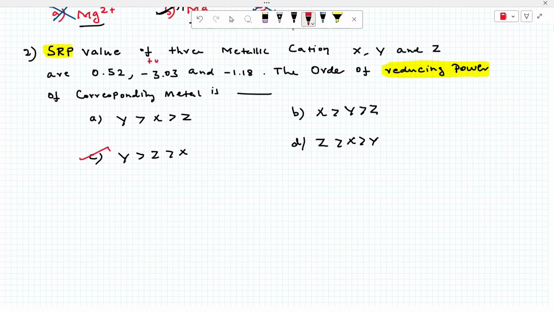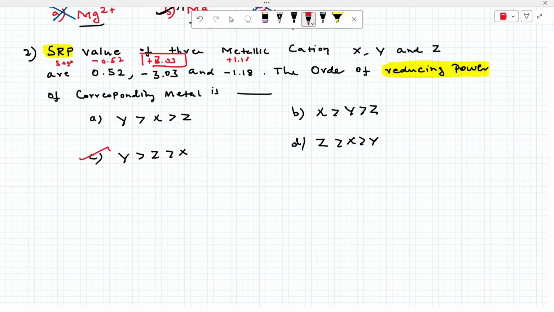This becomes +3.03, this becomes +1.18, and this becomes -0.52. That is SOP, right? So the most positive SOP is Y. After Y, what comes? Z, then X. Very simple.